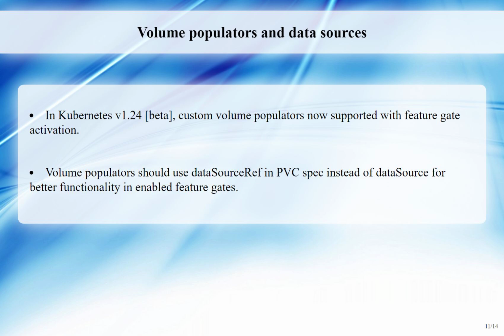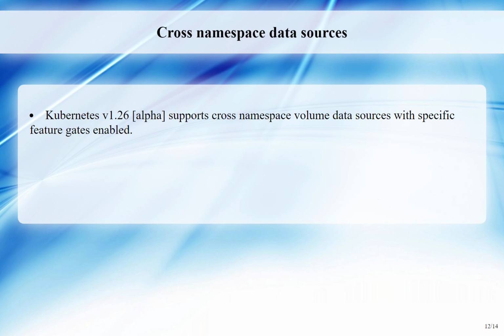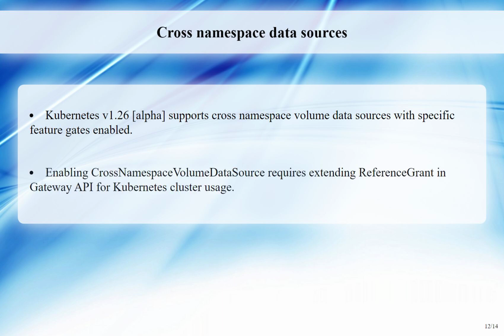Cross-namespace data sources. In Kubernetes v1.26 alpha, there is support for cross-namespace volume data sources. To utilize this feature, the AnyVolumeDataSource and CrossNamespaceVolumeDataSource feature gates must be enabled for the kube-apiserver, kube-controller-manager, and CSI provisioner. Enabling cross-namespace volume data source allows for specifying a namespace in the dataSourceRef field. It is important to note that ReferenceGrant from the Gateway API must be extended to the Kubernetes cluster before this feature can be used effectively.